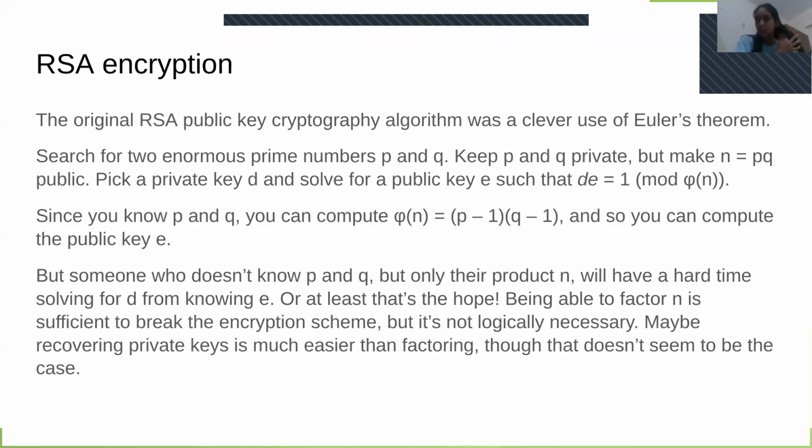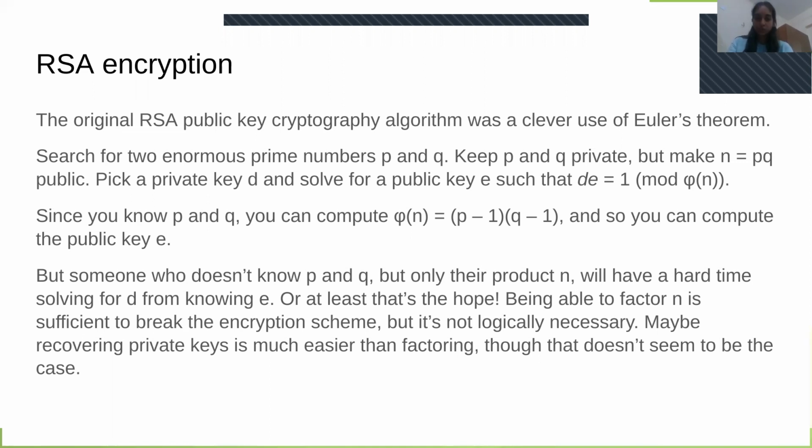One of the major applications of these two algorithms and the main domain for blockchain is RSA encryption. The original RSA public key cryptography algorithm was a clever use of Euler's theorem. Search for two enormous prime numbers, P and Q. Keep P and Q private, but make N equal to PQ public. Pick a private key D and solve for a public key E such that DE is 1 mod phi n.